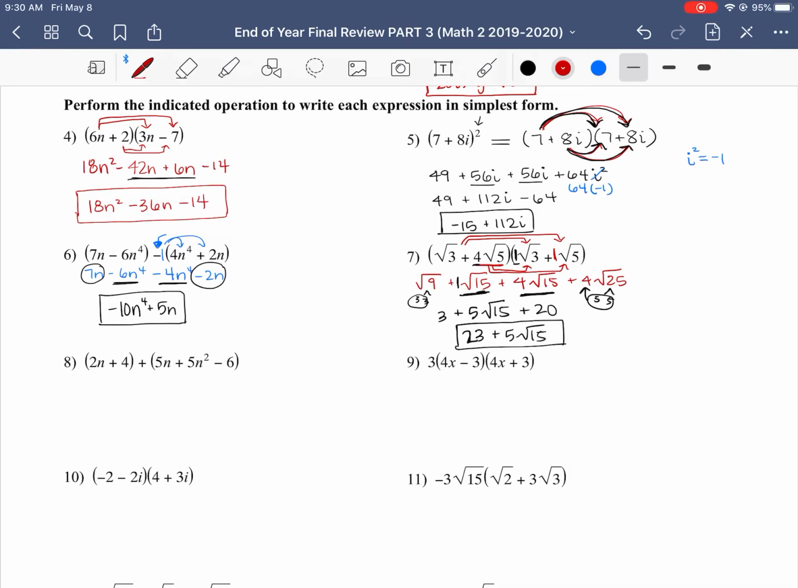All right, moving down, number 8. So 2n plus 4 plus 5n plus 5n squared minus 6. Now again, this one is addition. So don't start distributing on this one. You're just finding like terms.